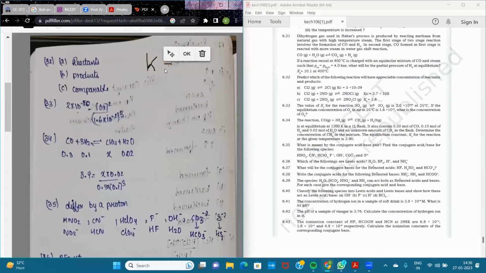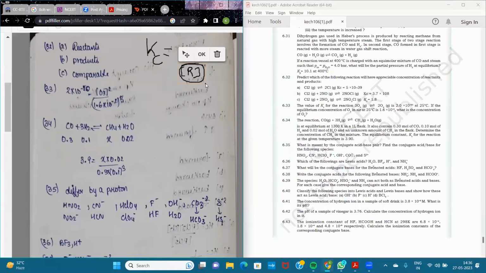From the equilibrium constant expression, if the concentration of product increases, the equilibrium constant increases. If the concentration of reactant increases, the equilibrium constant decreases. Here, Kc is 5 into 10 power minus 39. That is, Kc is very small. Reactants are more and products formed are very less. So, reactants dominate in the reaction. The concentration of reactant dominates.